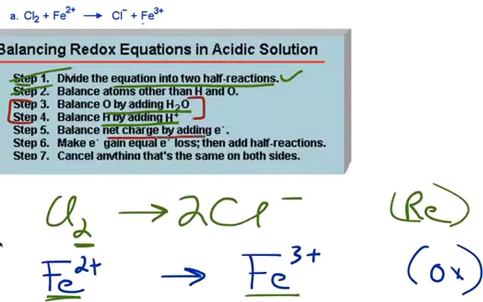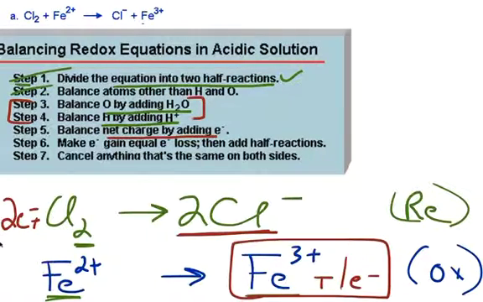But now it says balance the net charge by adding electrons. I can do that. Notice I have 2 chlorines over here, so I need to add 2 electrons to the other side because that's my reduction half reaction. It gained 2 electrons. On the other one, now what happened to iron? Iron lost an electron. So I'm going to put 1 electron over here. Now notice the overall charges on each side balance.